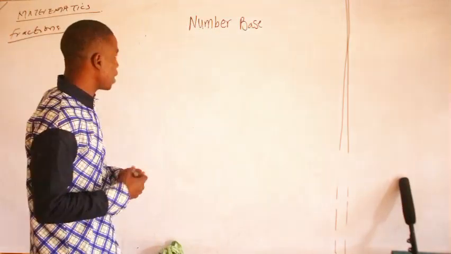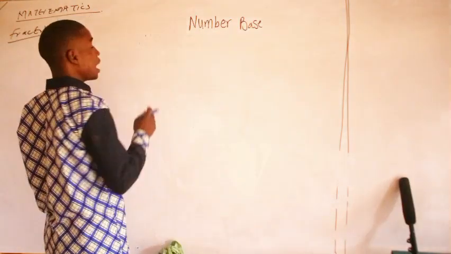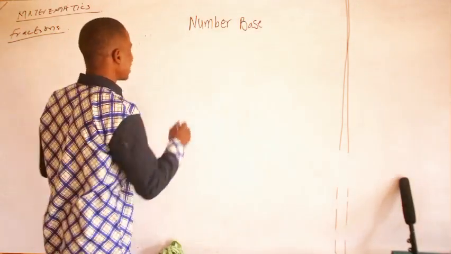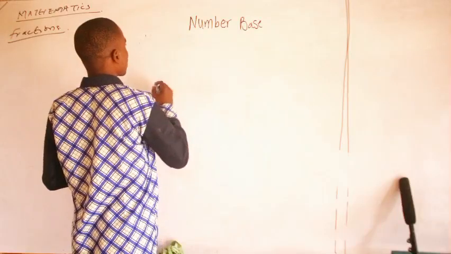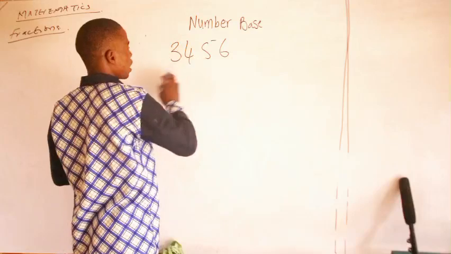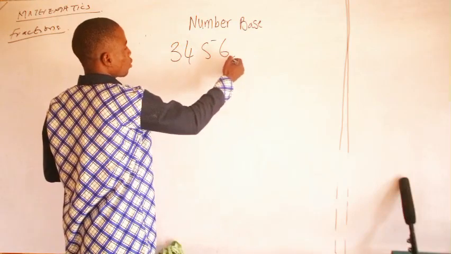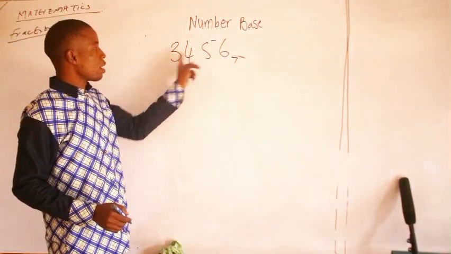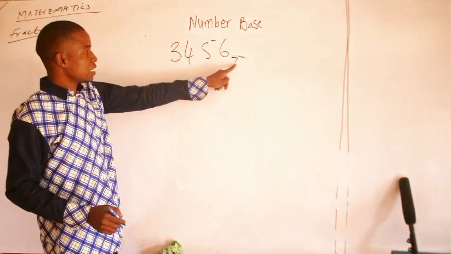What do we mean by number base? Today we are looking at addition in number base. What do we mean by number base? A number can be 3, 4, 5, 6, for example, and they have a small number written beside it, like 7. All these numbers are base 7.